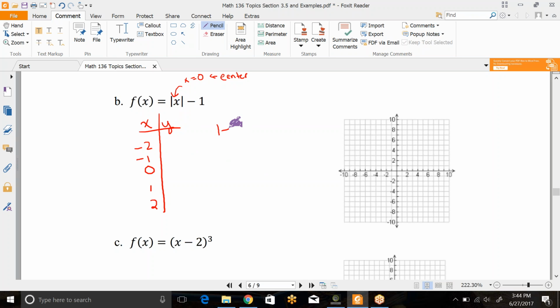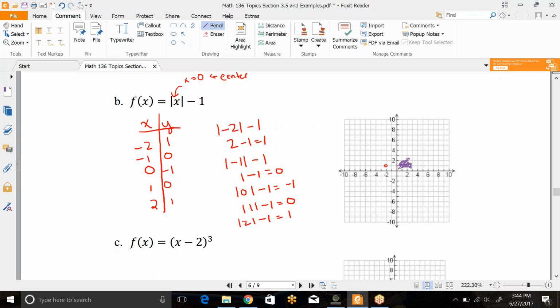So I put in -2, that would be 2 minus 1, so that's going to be a 1. Put in -1, that would be a 1 minus a 1, which is 0. Put in 0, absolute value of 0 is 0, so that's just going to be -1. And then absolute value of 1 minus 1 is going to be a 0 again, and absolute value of 2 minus 1 is going to be a 1 again. So notice I have 5 points. I'm going to plot those.